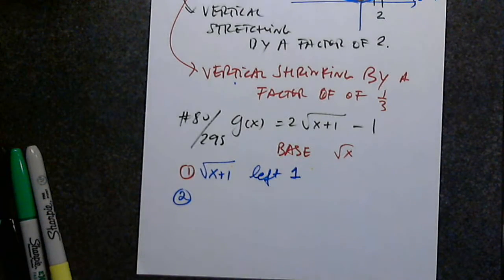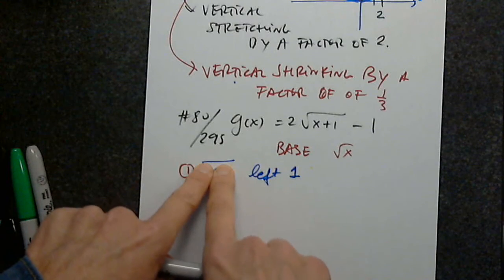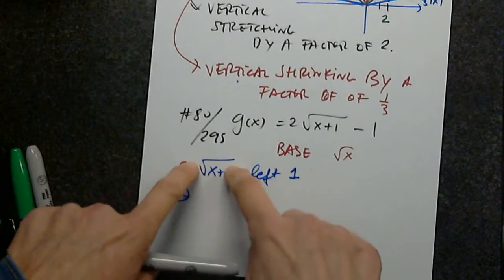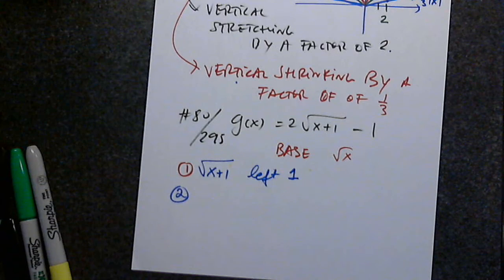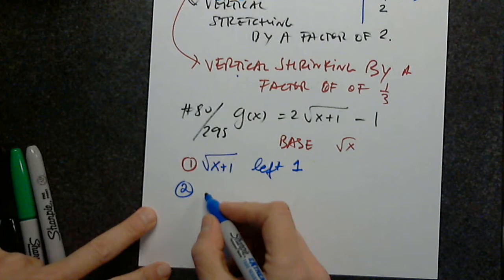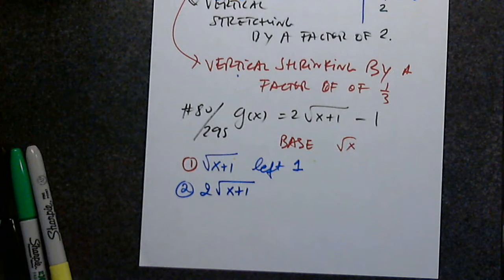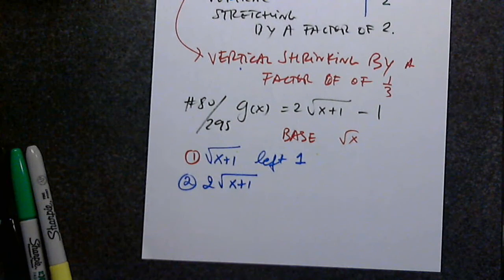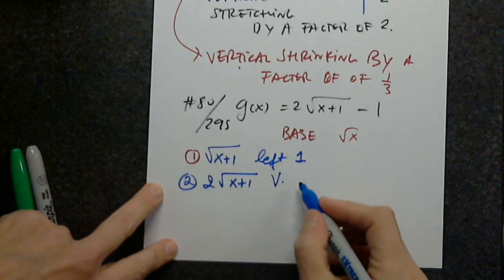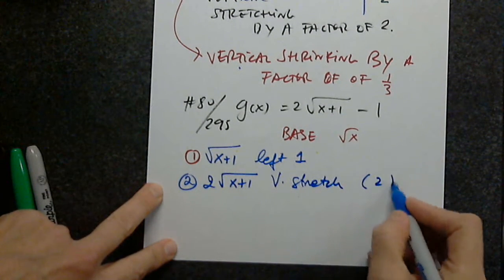The next transformation is on number 1. Now this is gone. This is on this. In order of operations, what will be the next step? Yes, 2 times the square root of x plus 1. Now I'm asking myself, is it a change in x or a change in y? It is a change in y, like going from the absolute value of x to 2 times the absolute value of x. So what will this do to the square root of x this time? Very good. Vertical stretch by a factor of 2.